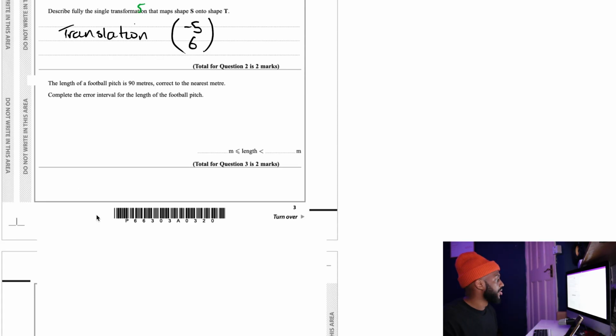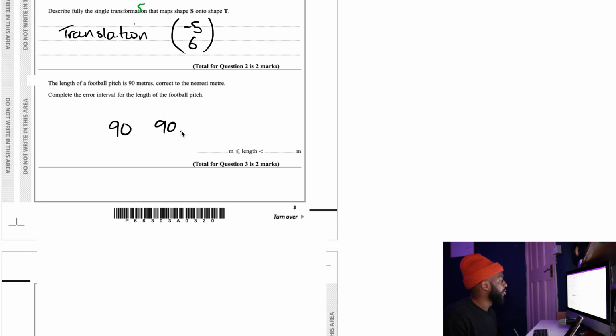Error intervals. So in this question, we've got the length of a football pitch is 90 meters, correct to the nearest meter. We need to find the higher error interval and the lower. So we've got 90 meters. The higher side will be 90.5.